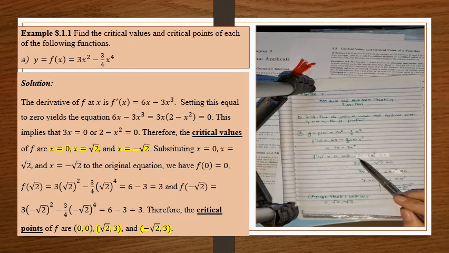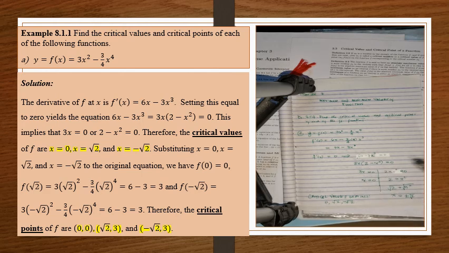Okay, so factors of 6 is 3 and 2. So, pwede nating ilabas si 3, and then x is also a factor, the greatest common factor of 6x and 3x cubed. Okay, so we factor out 3x, so we are left here with 2 na lang. And then dito sa second term is x squared.